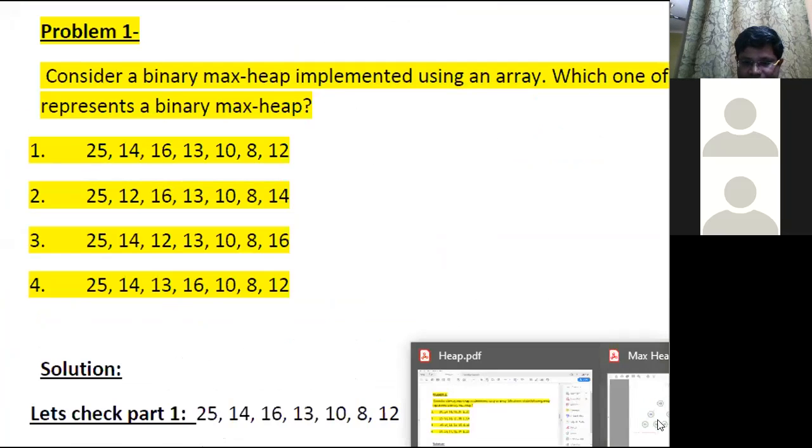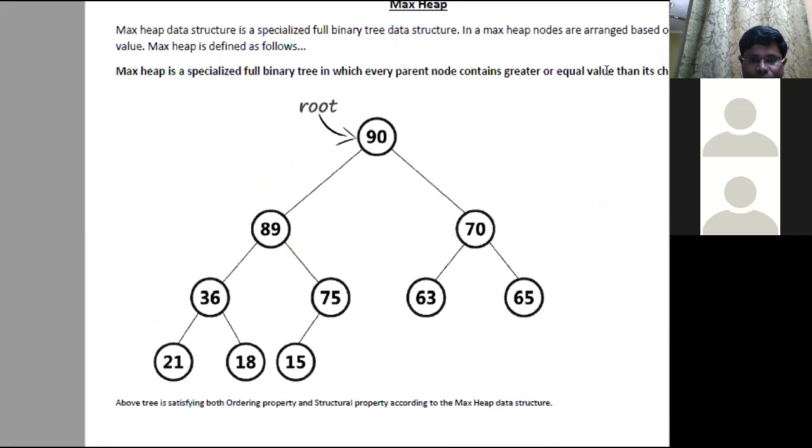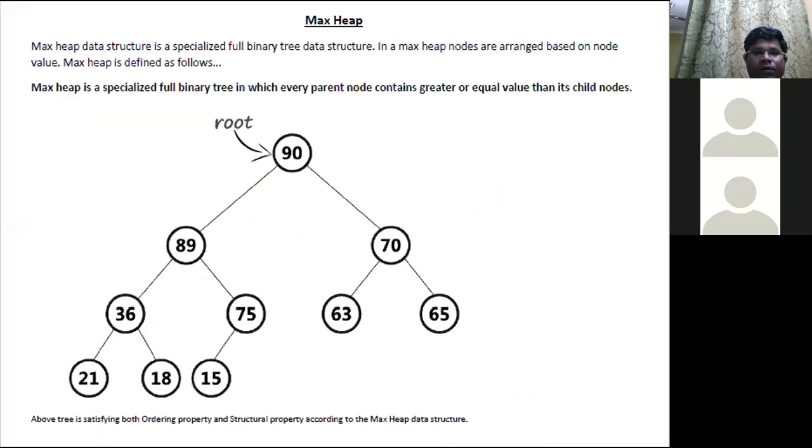Now again, let's take another example to insert an element in a max heap. So let's take an example. Here there are a total of 1, 2, 3, 4, 5, 6, 7, 8, 9 and 10 nodes. 90 is at the root of the max heap, and all the other elements become the leaf nodes.